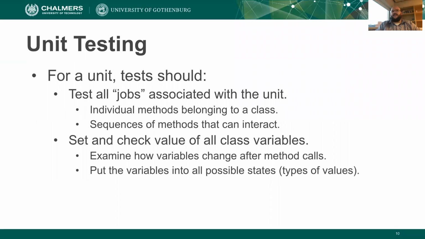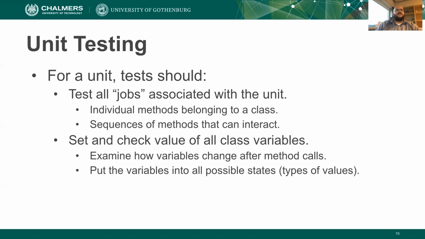So if you're writing unit tests for classes, your test should generally test all the different jobs, the responsibilities associated with that unit. In general, at least call every method offered by that class once, and then maybe try it in different configurations. If the methods are meant to interact with each other, make sure that you call the right sequence of those methods in different orders even, just to make sure that everything works as you'd expect, right?